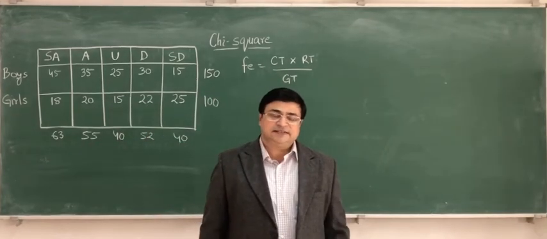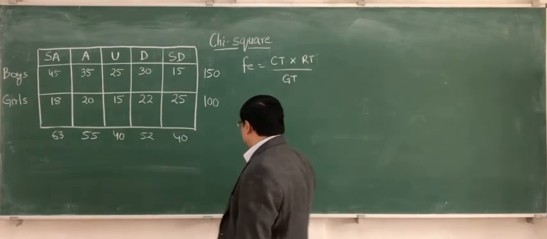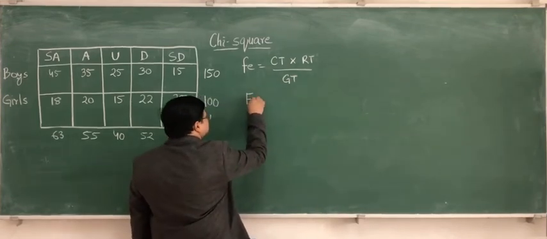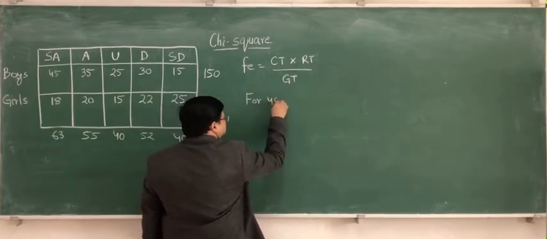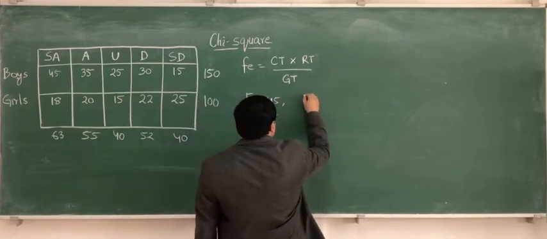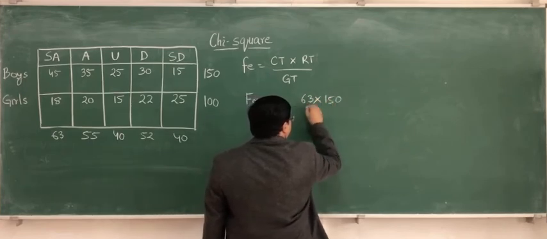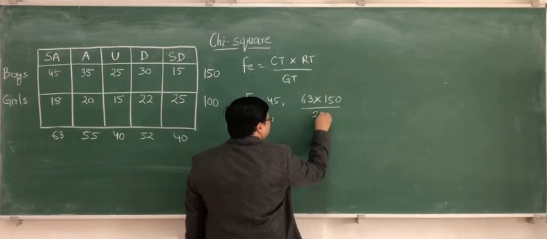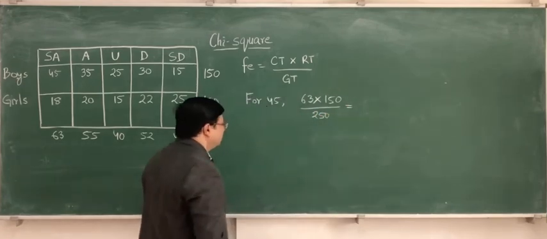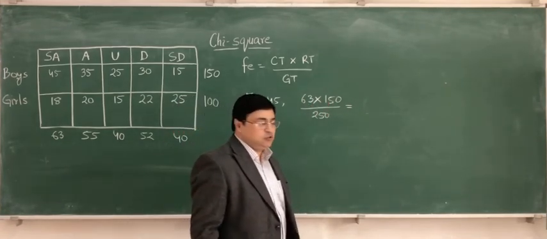Now let us calculate the expected frequency for each of the cells. So for 45, the column total is 63 and the row total is 150 upon grand total 250. So just calculate and see what is the value.